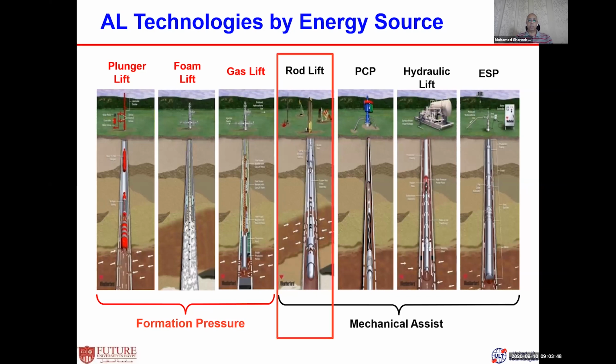We already started with the rod lift system, and we said we started with it because it is the most popular artificial lift system worldwide. More than 70 to 74% of the wells are producing by rod lift systems. For that reason, we started with this. The second artificial lift we'll talk about is the electric submersible pump.